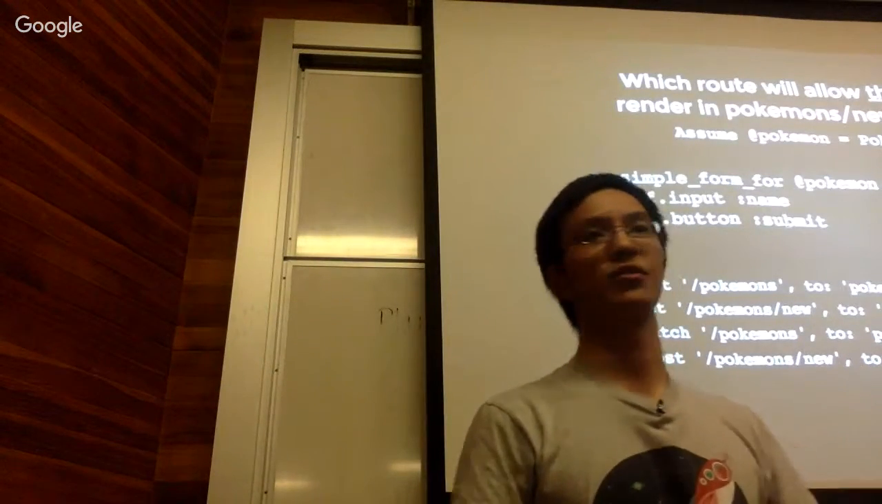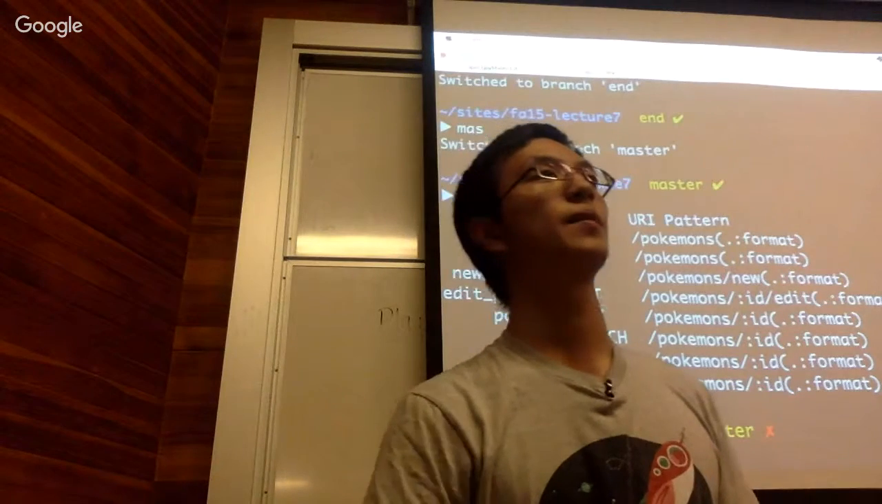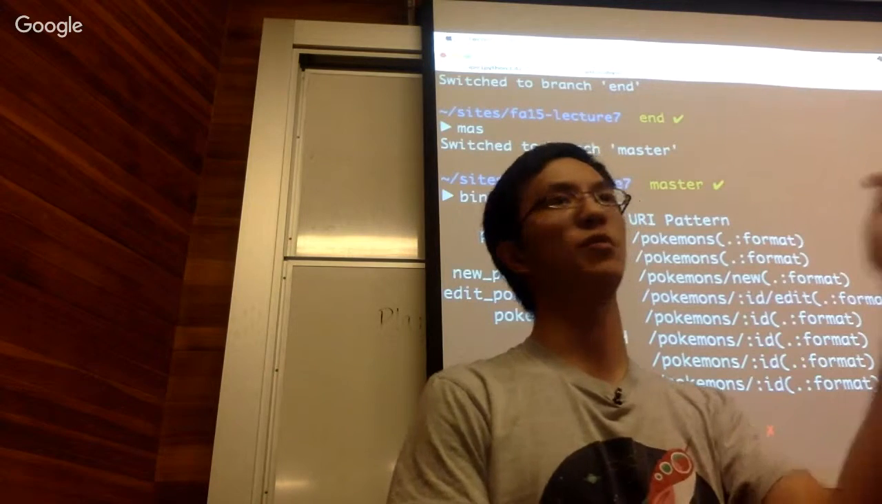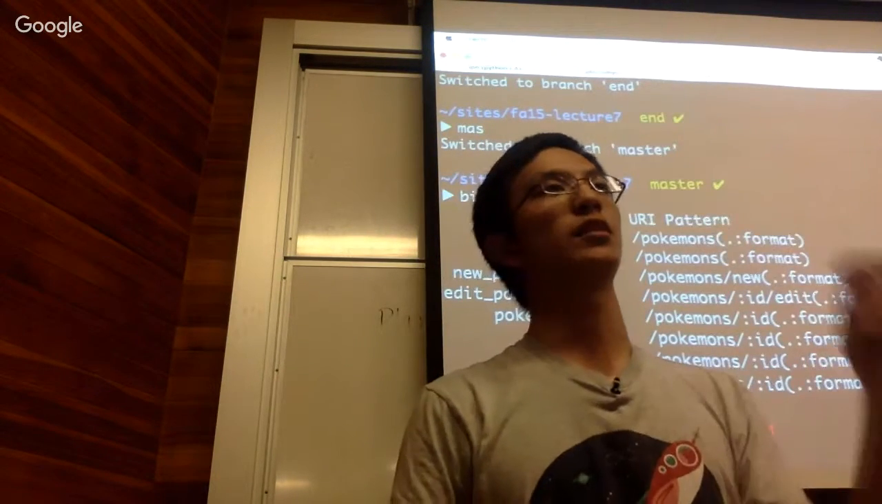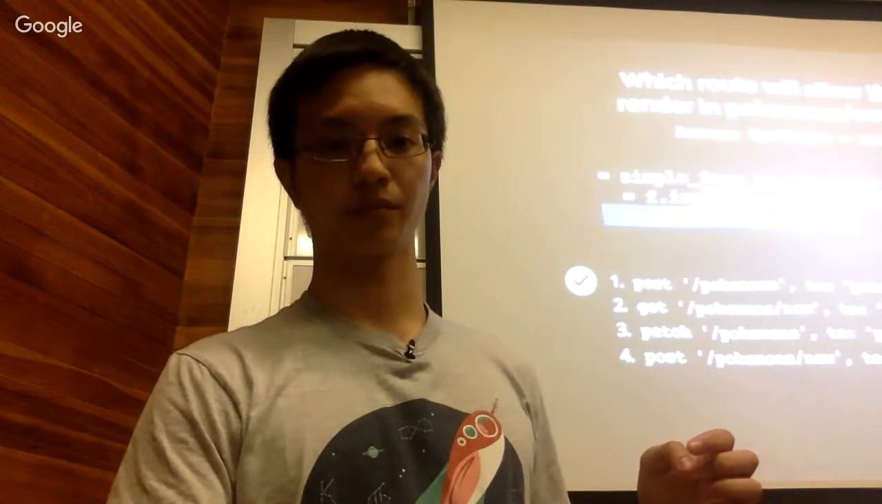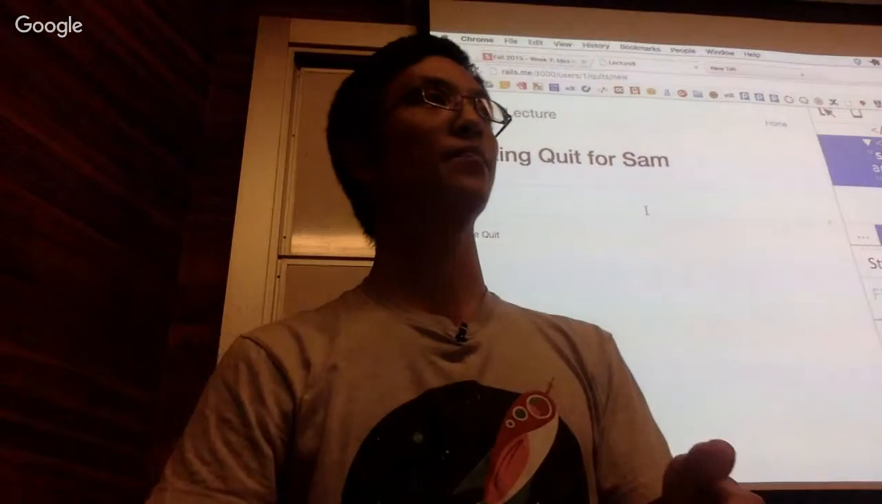All right, so I go to /Pokemon/new. I go to the Pokemon's new action. Now I render it, so I say add Pokemon equals Pokemon.new. Now the HTML renders this form. When this form renders, I create this form in my HTML.